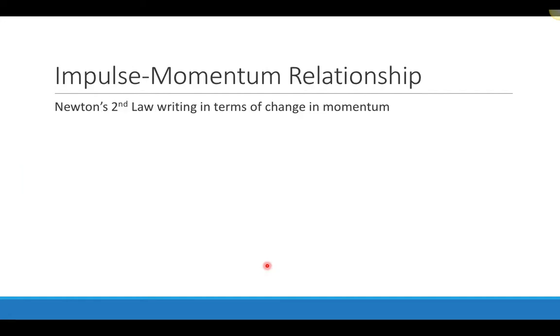Basically what we've learned is that we can write Newton's second law in terms of momentum and time. Net force is equal to the change in momentum over the time, where before we were writing it as mass times acceleration. They both still mean the same thing, it's just a different perspective.